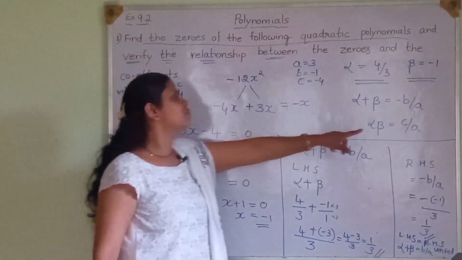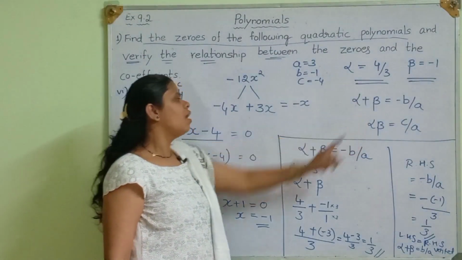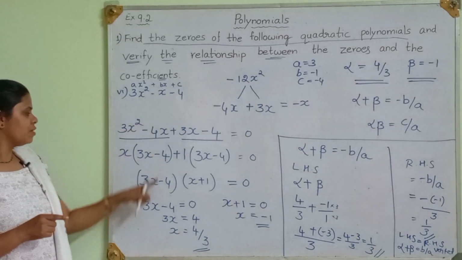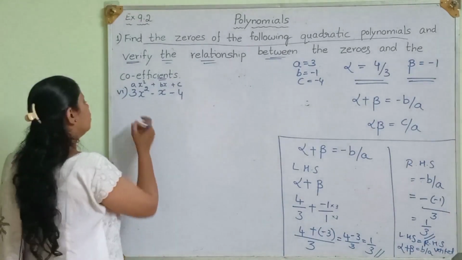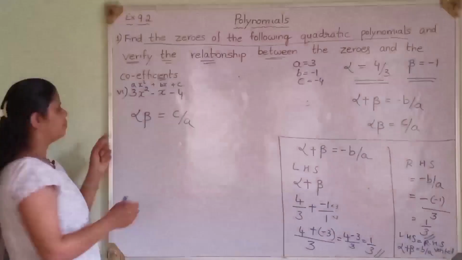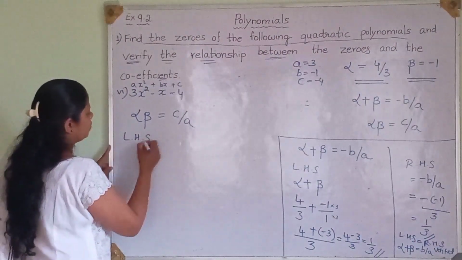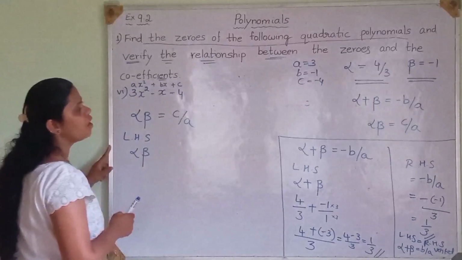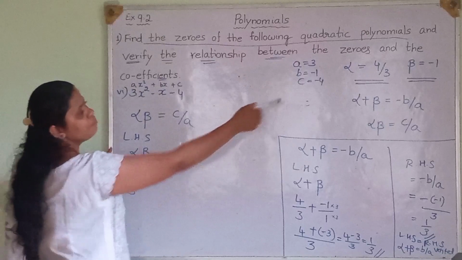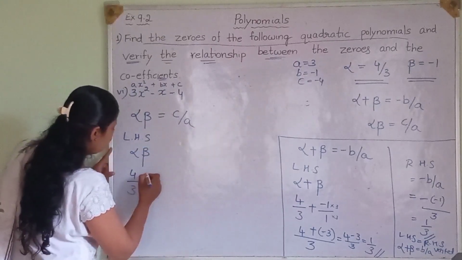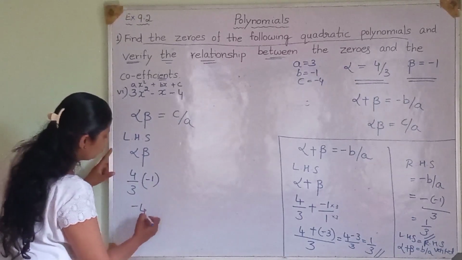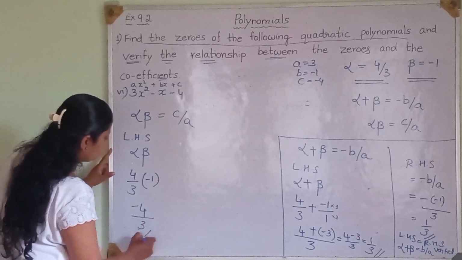Now we have to verify this formula, alpha beta is equal to c by a. First let me rub the board. Alpha beta is equal to c by a. I am verifying this formula. First let me take LHS, alpha beta. The value of alpha is 4 by 3, beta is minus 1. Therefore, 4 into minus 1 is minus 4, divided by 3.